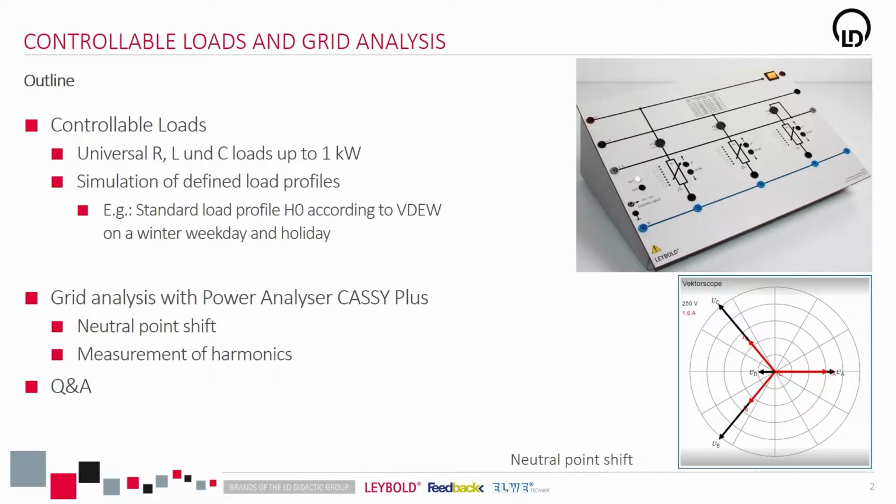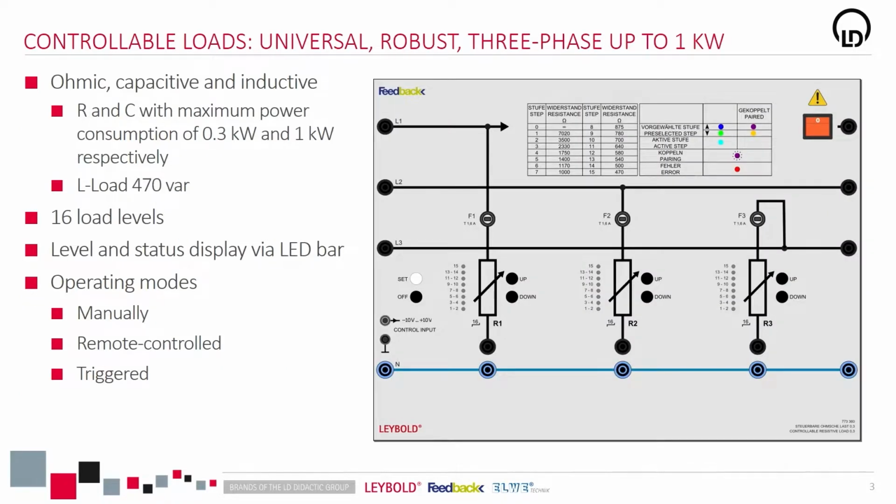Let me start with the controllable loads. Here on the right-hand side, the front plate of the load is depicted. We have three types of load: ohmic, capacitive, and inductive. The R and the C loads come in two power levels, which are tailored to our electrical machines, and they have a maximum power consumption of 300 VAR or 1 kilowatt respectively. The inductive load has a maximum power consumption of 470 VAR.